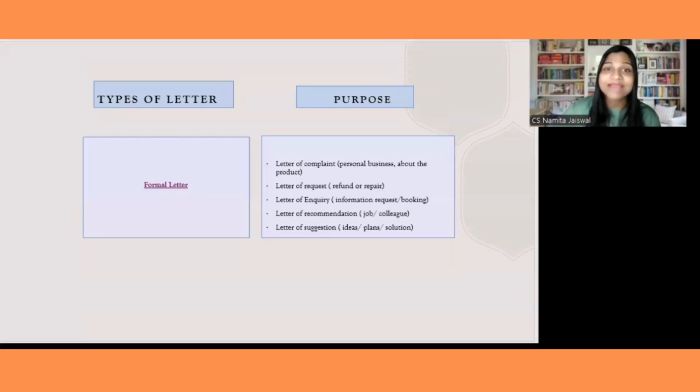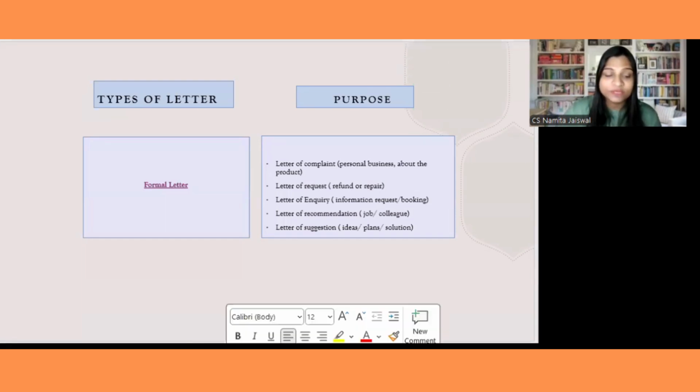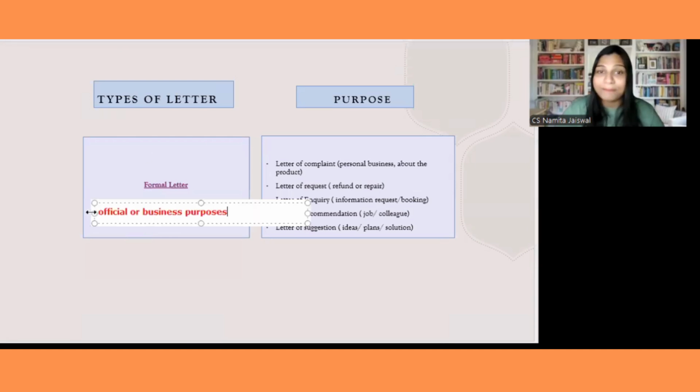Next here is type of letter. So today we are here to discuss formal letter. What is formal letter? It's a professional way of communicating for official or business purposes. Okay, this is for official or business purposes. That's what you have to remember.